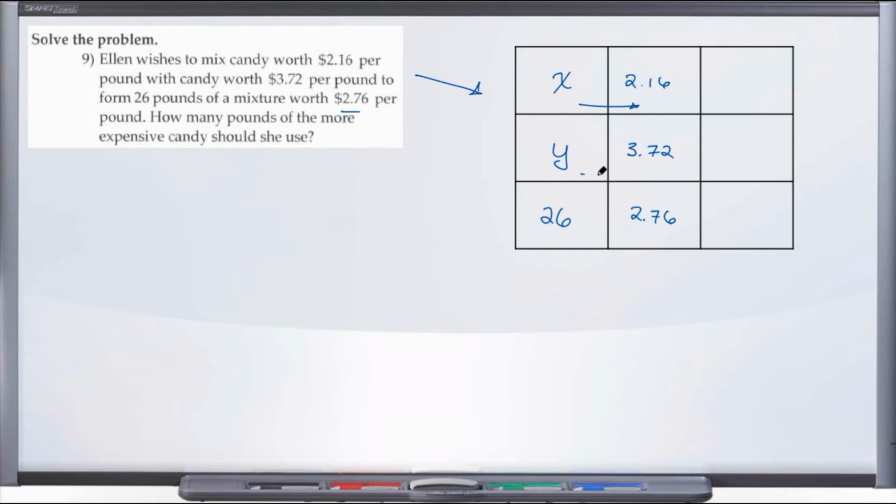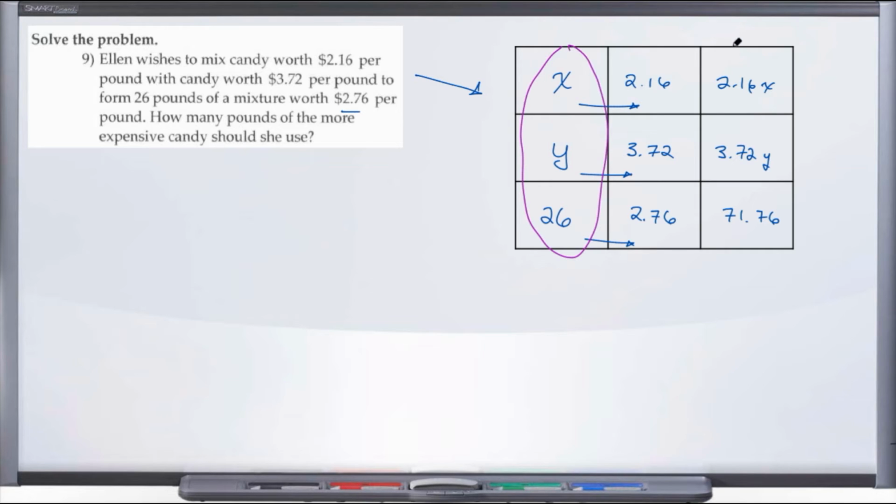The next step, once we have these two columns filled out, is to multiply from left to right. X times 2.16 is just 2.16X. Y times 3.72 is just 3.72Y. And 26 times $2.76 is going to give us 71.76.